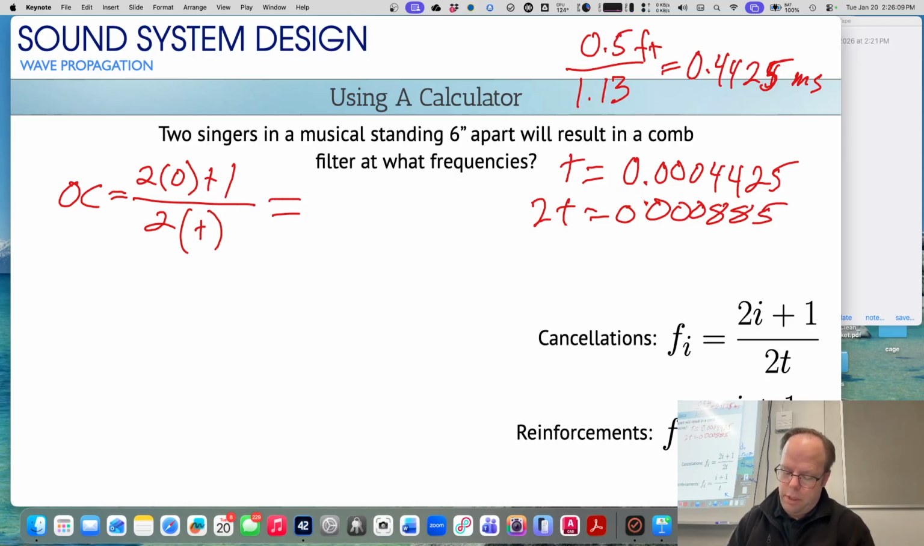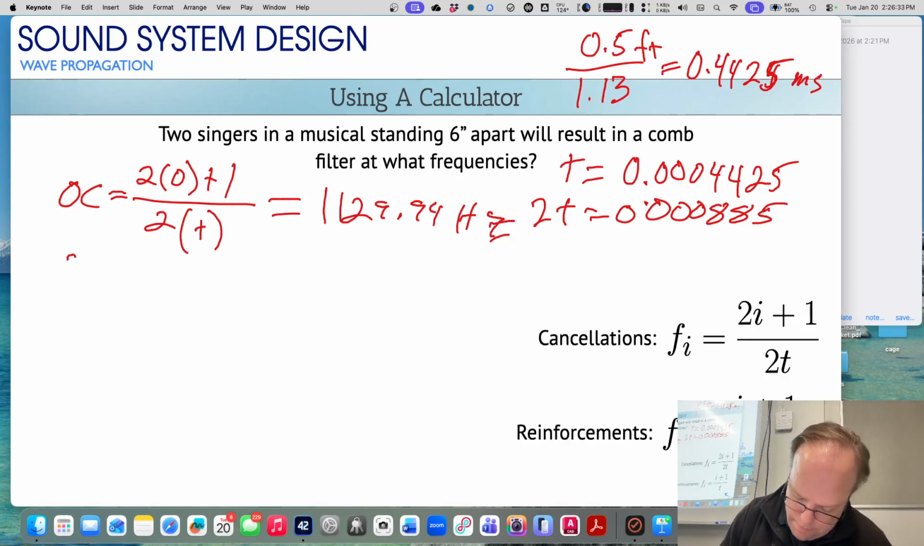1,000. Or no, sorry, we already multiplied it. So 1 divided by 0.000885. 1,129.9435. I got the same. 1,129.94 hertz. That's the first cancellation. Okay, so let's go to the next one.